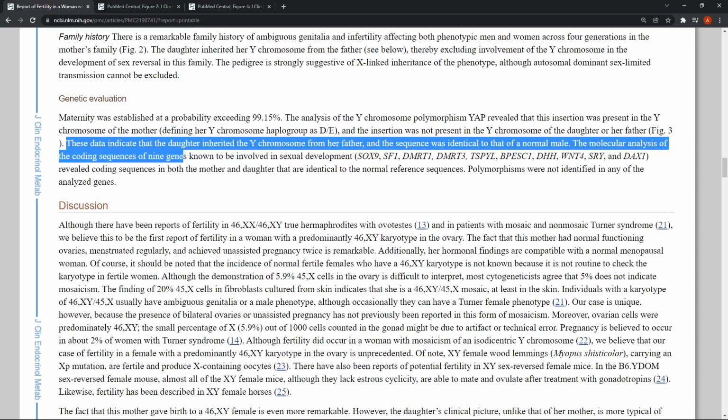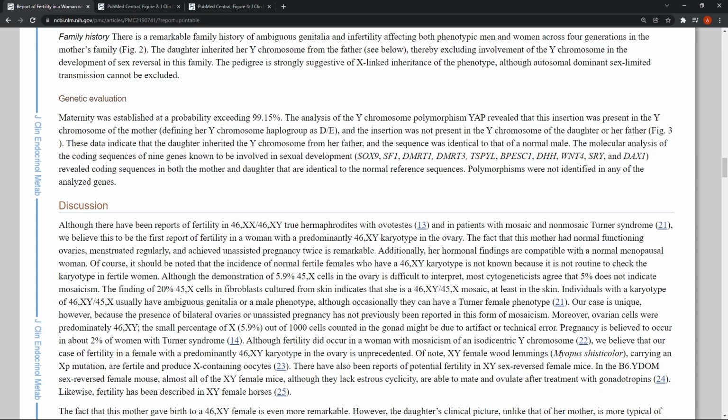The molecular analysis of the coding sequences of 9 genes known to be involved in sexual development revealed coding sequences in both the mother and daughter that are identical to normal reference sequences. This means that in both of their Y chromosomes, in these phenotypic women, externally you were unmistakably female. But they had Y chromosomes that were completely normal and in a male would make them masculine.